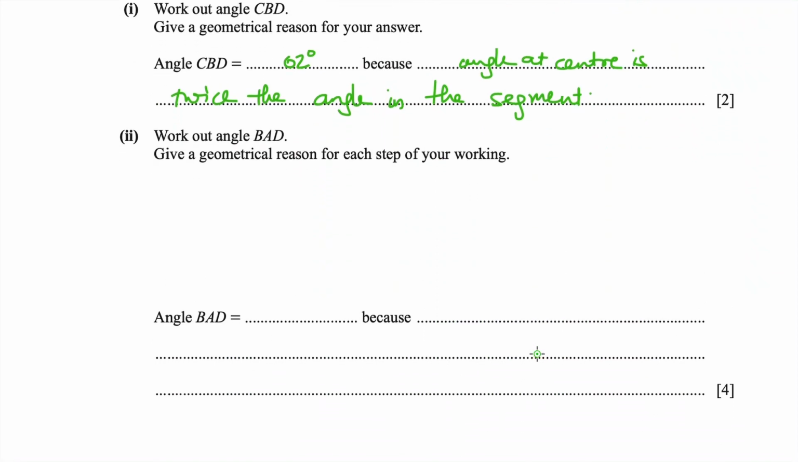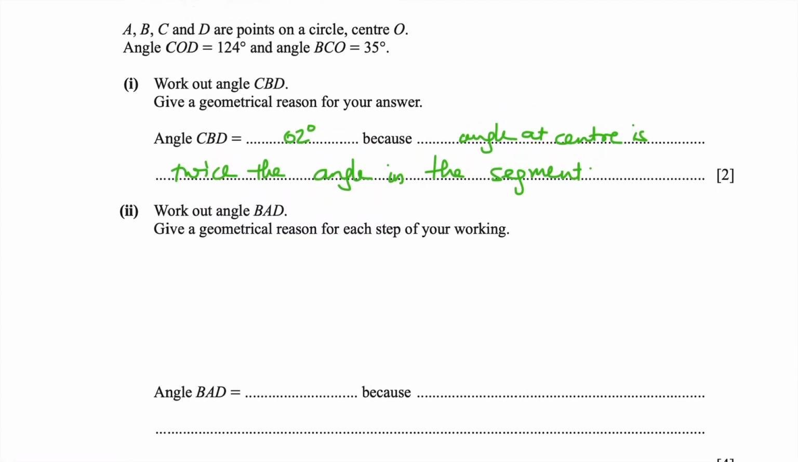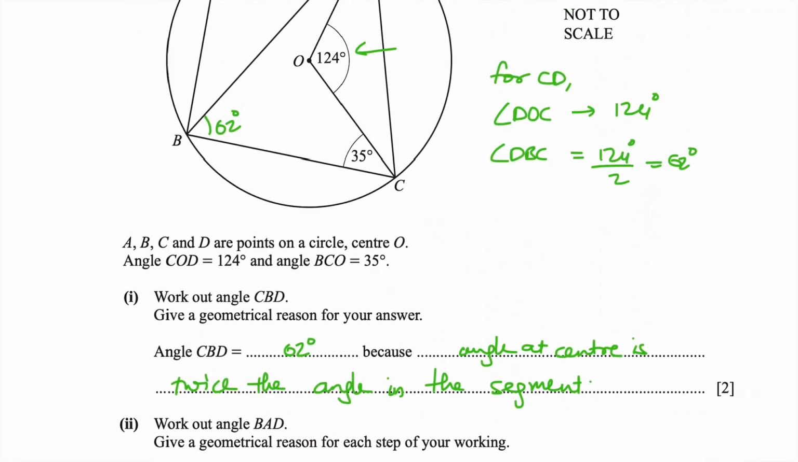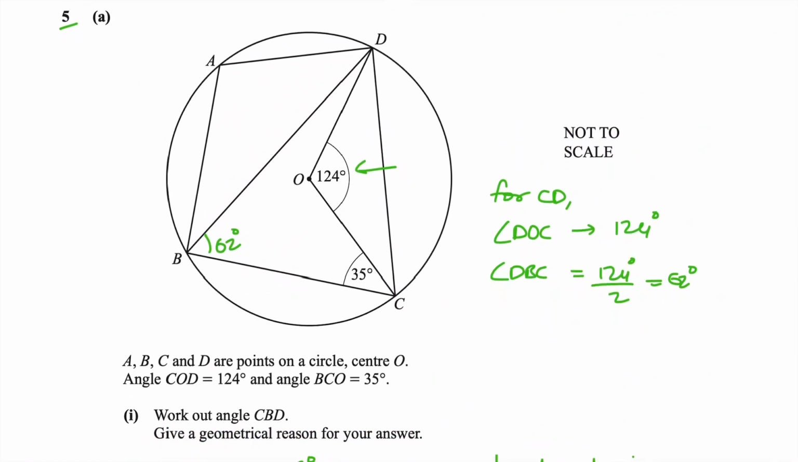So let us get to the second part. Work out angle BAD. So we are talking about angle BAD. Now give a geometrical reason for each step of your working. First of all, let us find out what angle BAD is.